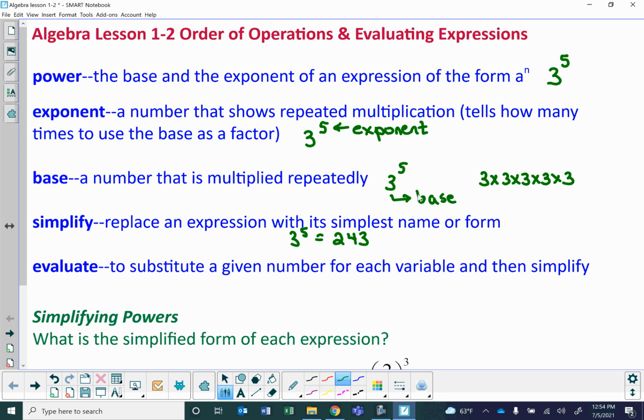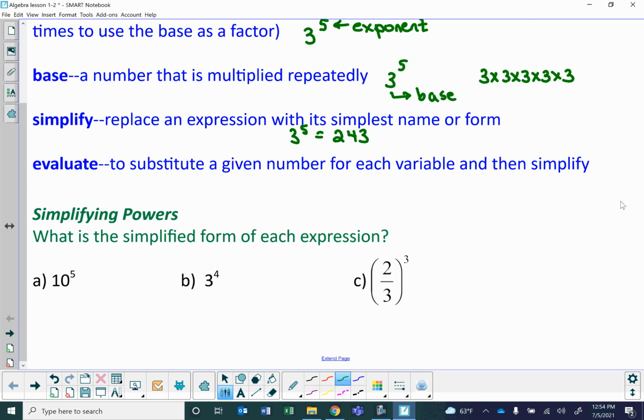Evaluate means you're going to substitute a given number for a variable and then simplify it. And we'll go into that a little bit later in this lesson so you'll understand what evaluate means. All right, to simplify powers, what is the simplified form of each expression?